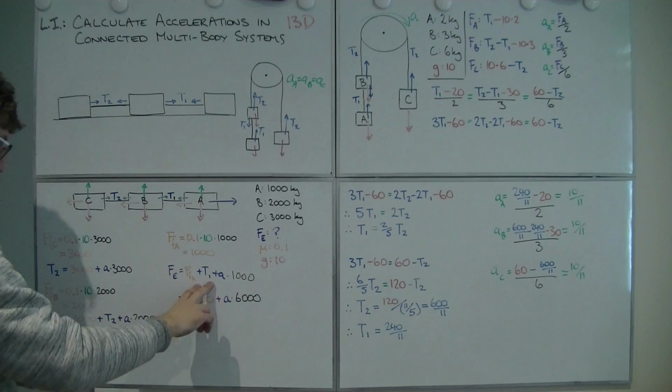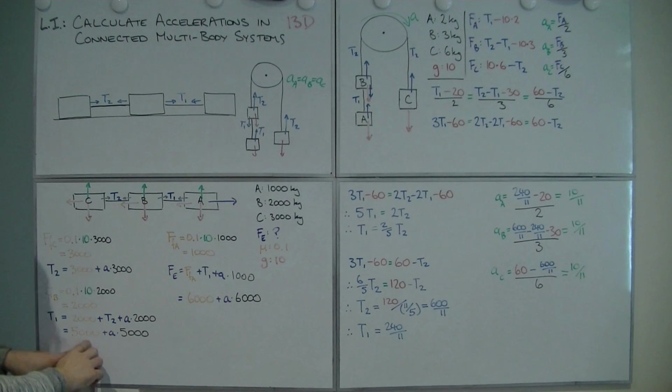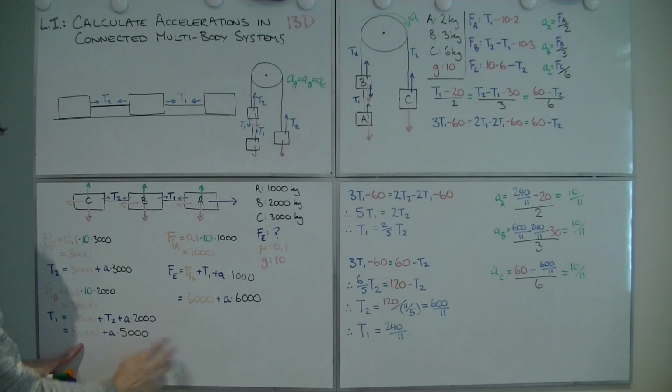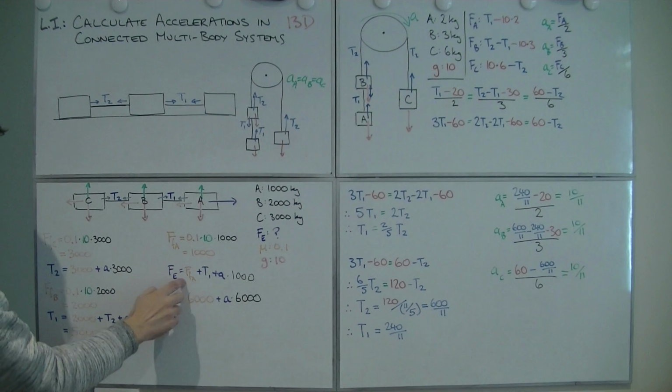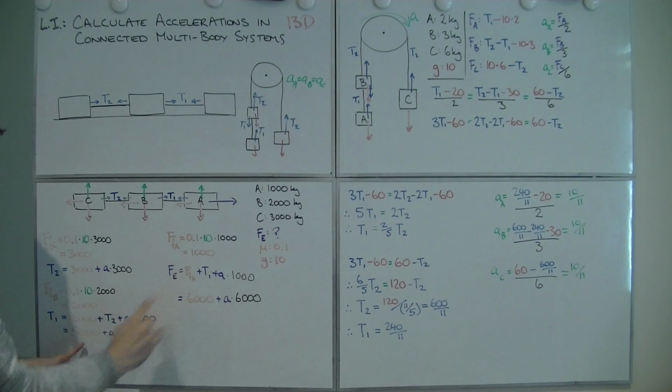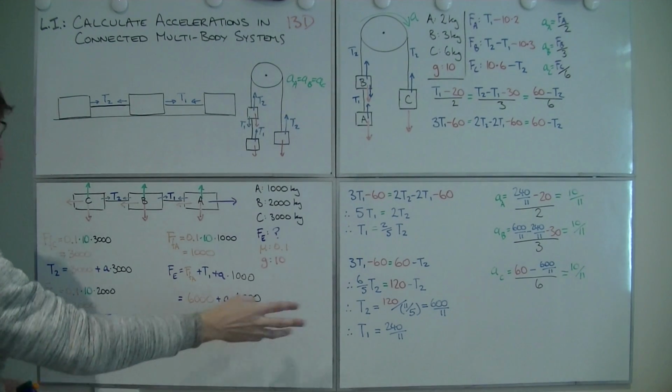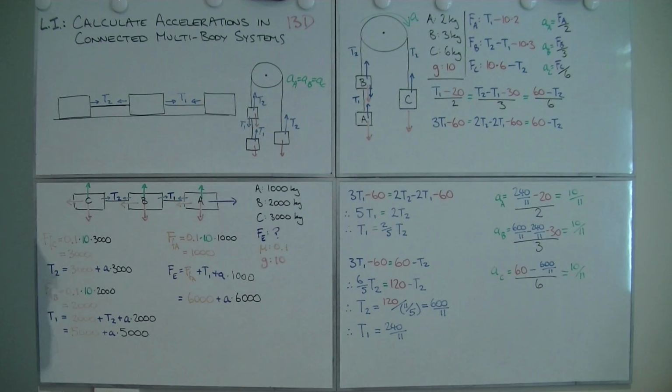Great. Since T1 was back here, which included T2 in its calculation already, hence why it's already included in there. So great, we've got this plus the extra 1,000 A and the extra 1,000 from the friction. So we end up with 6,000 plus 6,000 times whatever acceleration you want.